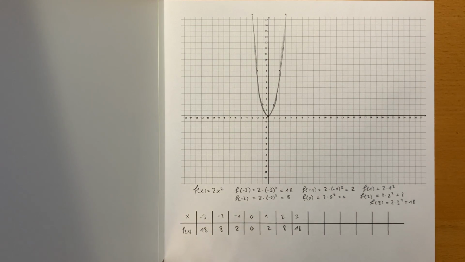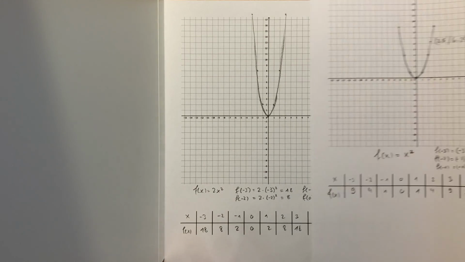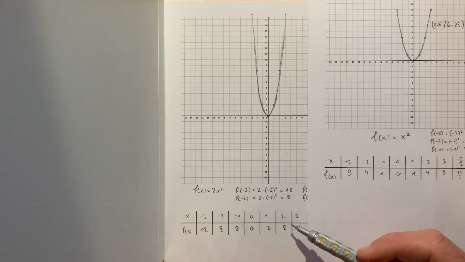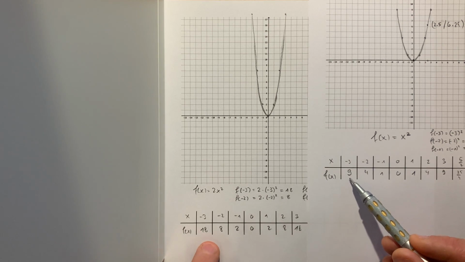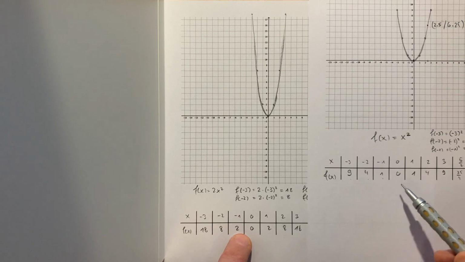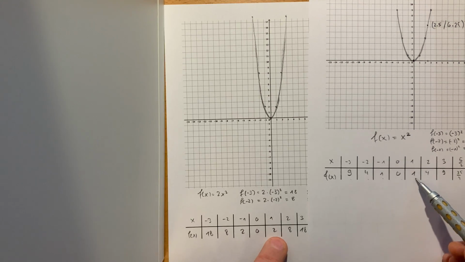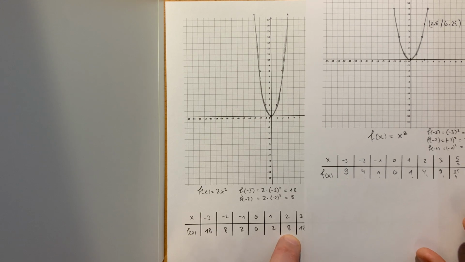So when you compare it to our first one, you can see that it's very similar. Look, very similar. Let's put it here. But all the numbers were doubled, okay? So instead of 9, we have 18. Instead of 4, we have 8. Instead of 1, we have 2. Instead of 0, well, 0 times 2 is 0. Instead of 1, again 2. Instead of 4, we have 8. And instead of 9, you have 18.